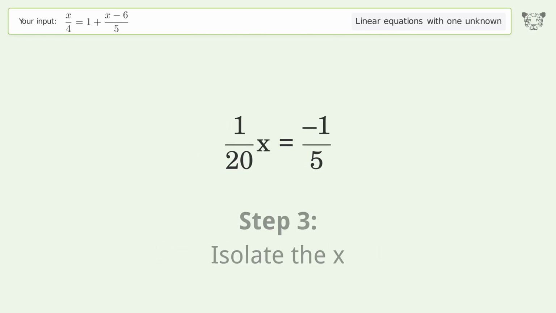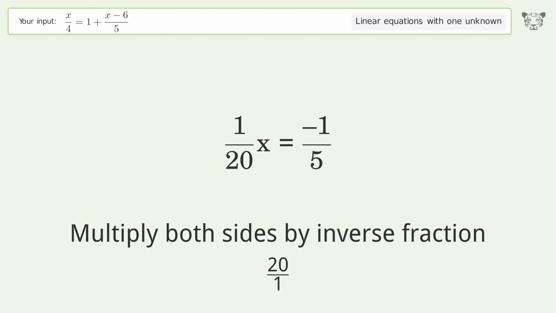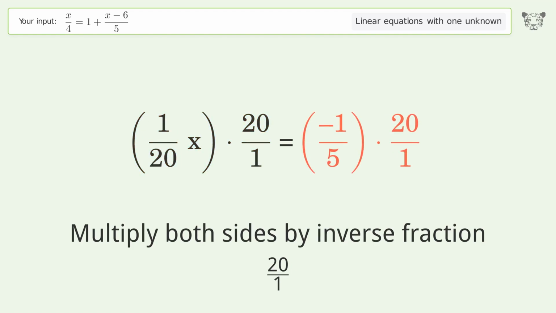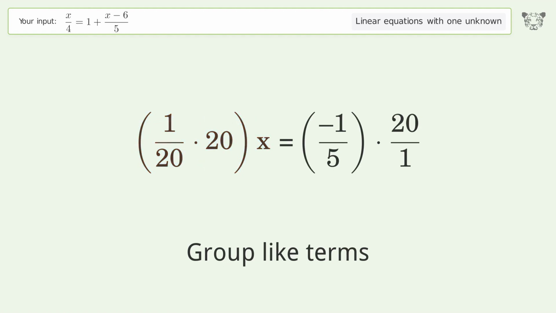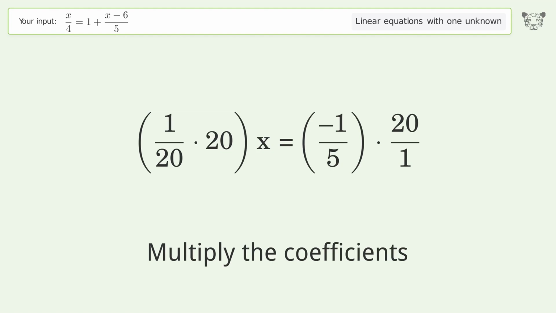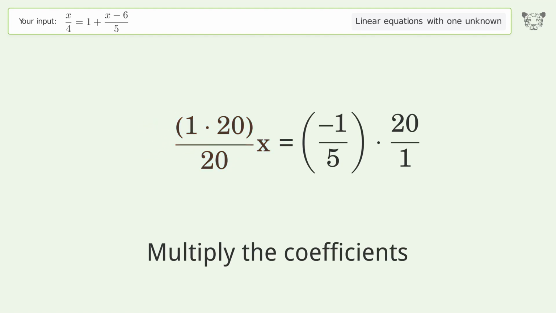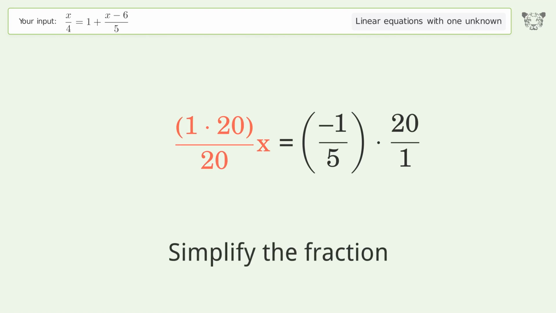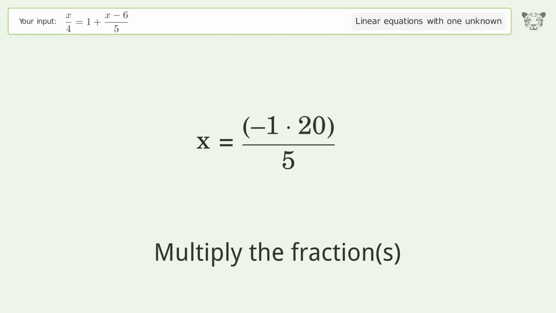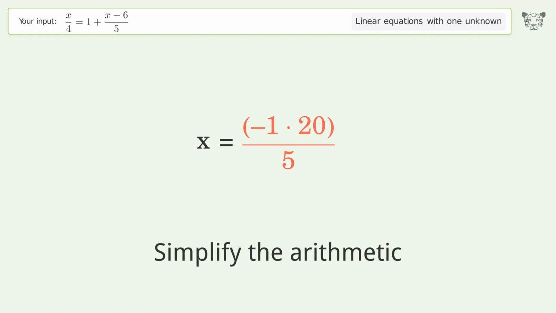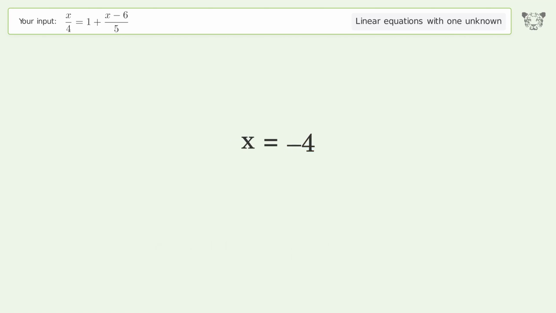Isolate the x. Multiply both sides by inverse fraction 20/1. Group like terms. Multiply the coefficients. Simplify the fraction. Multiply the fractions. Simplify the arithmetic. And so the final result is x equals -4.